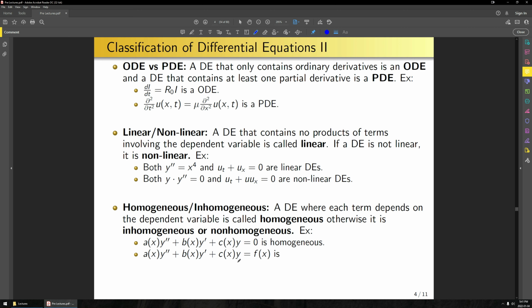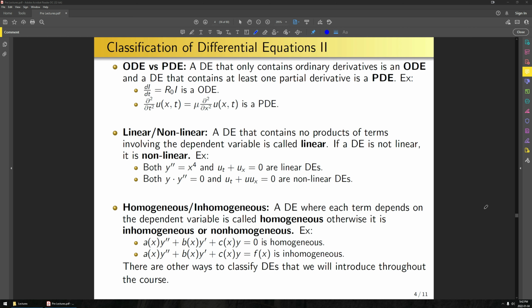On the other hand, if I examine this equation, y again is my dependent variable, and y appears in these first three terms, but it does not appear here. So this would be an example of a non-homogeneous or inhomogeneous differential equation. Later on, we'll talk about how you want to go about solving these various types of equations, but I just wanted to introduce these classifications here. Again, there are many other ways to classify differential equations, and we will introduce a lot more of them throughout this course.